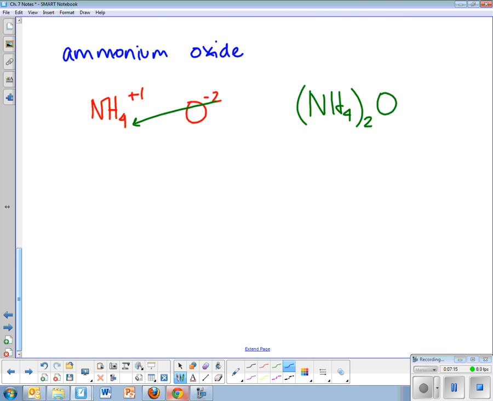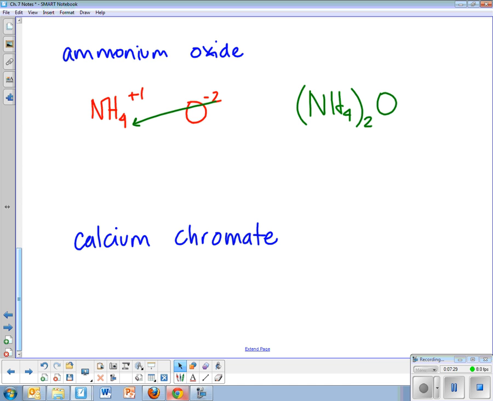And one more, we've got calcium chromate. Okay, why don't you pause the video and try this one on your own before I go over it. So the cation for this would be Ca plus 2. Chromate is a polyatomic ion, CrO4 minus 2.